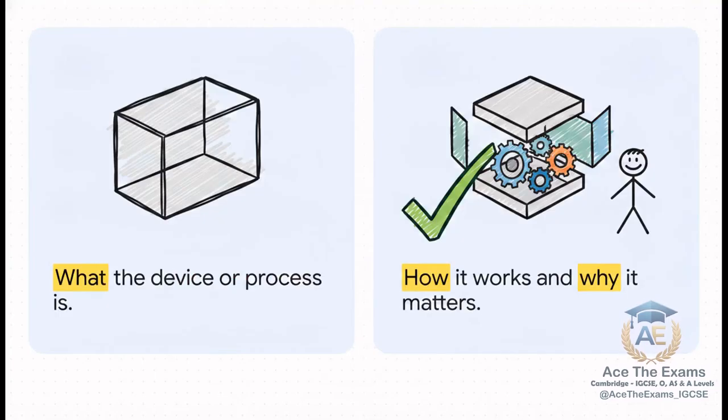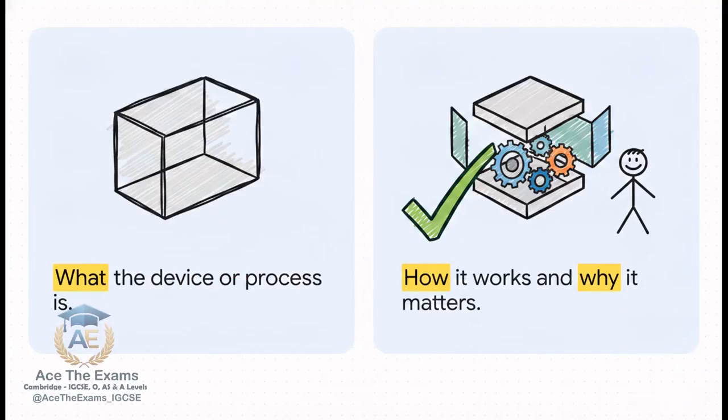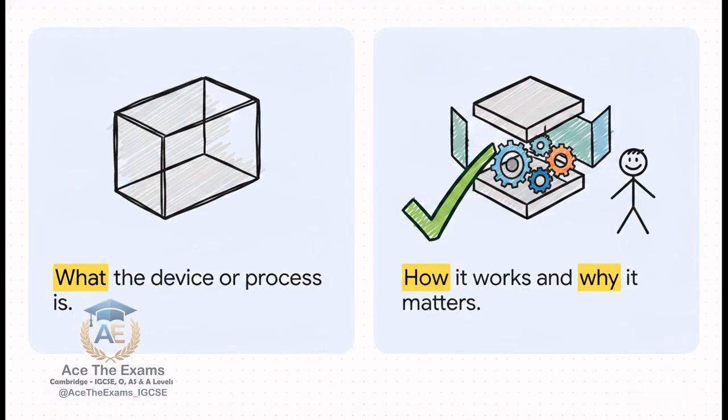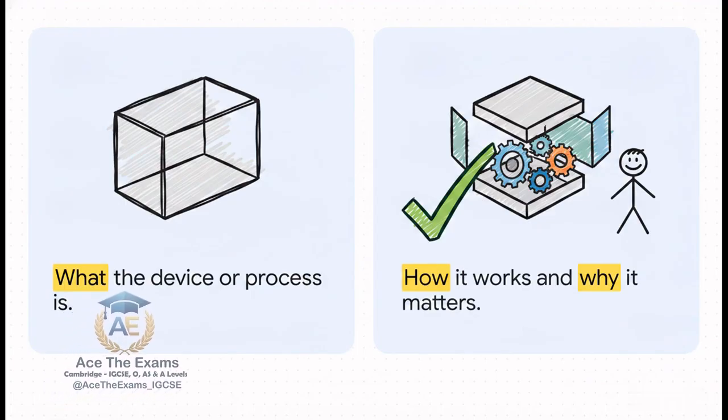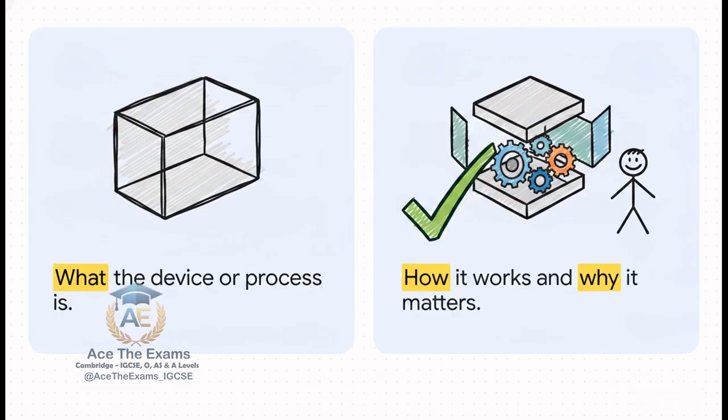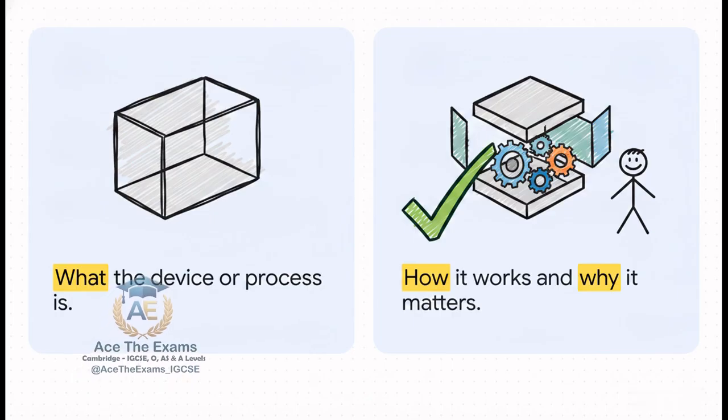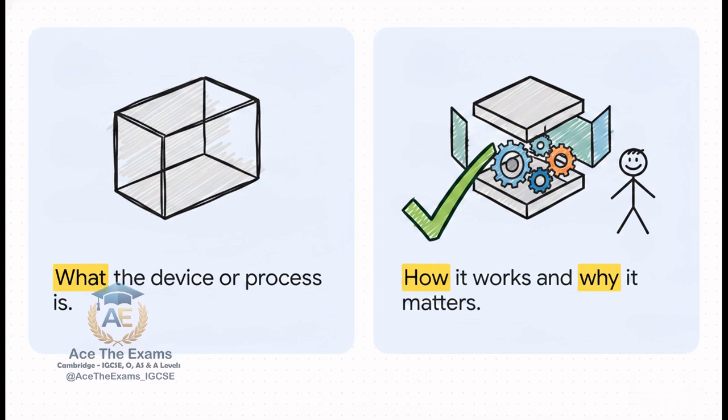Let's look closely at the fundamental difference here. On one side, we have description. This is exactly the trap Alex falls into. A description merely tells us what the device or process is. It's safe, sure, but it is incredibly shallow. On the other side, we have explanation. An explanation goes much deeper. It tells us exactly how it works and why it matters in the specific scenario you've been given.